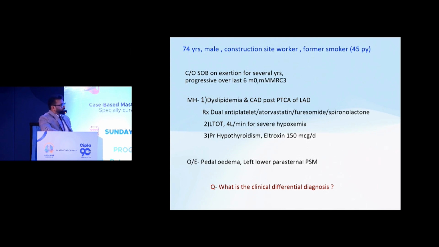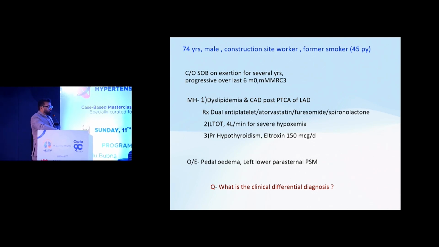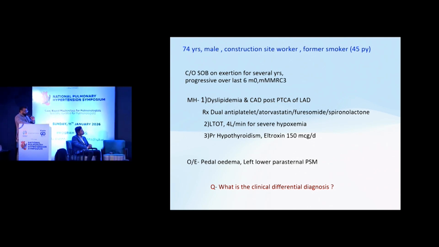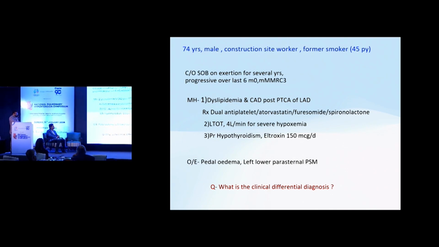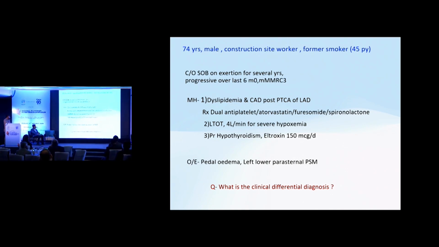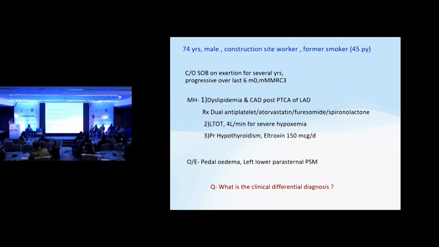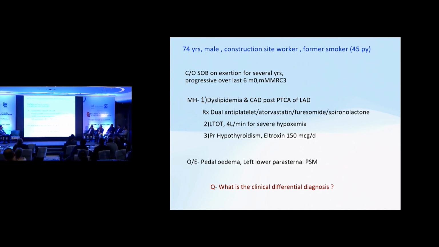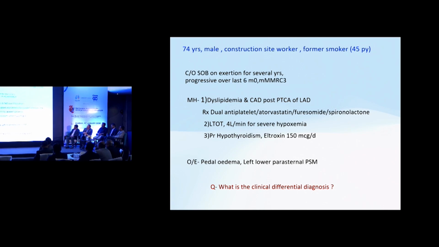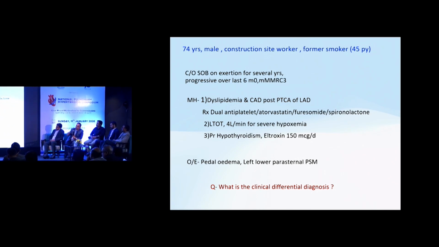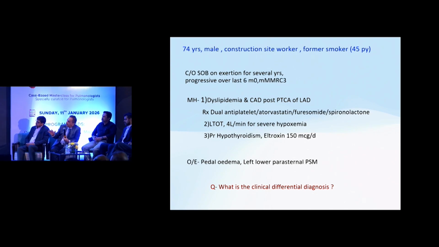This patient is a construction site worker and former smoker, 45 pack years. Usually a chronic lung disease patient comes with dyspnea on exertion, which has increased during the last few months. There is also a requirement of oxygen, roughly 3 to 4 liters. On clinical examination, what is shown is the pedal edema and the loud P2, so that points towards likely associated pulmonary hypertension. The suspicion should come.